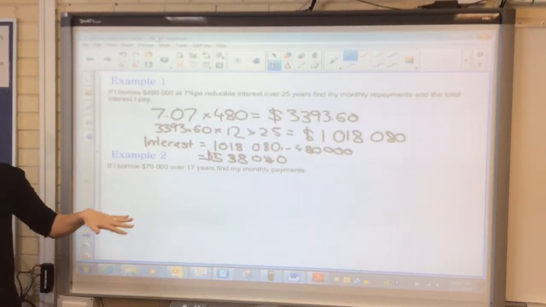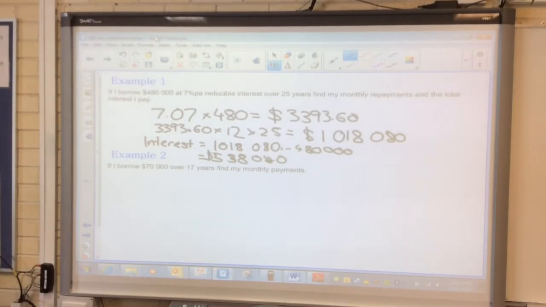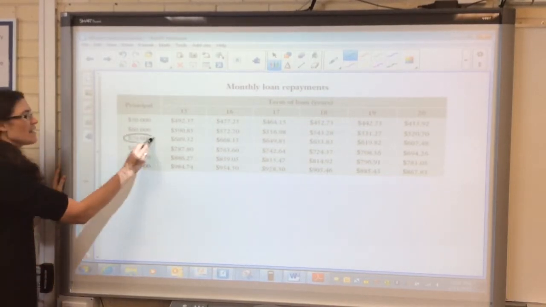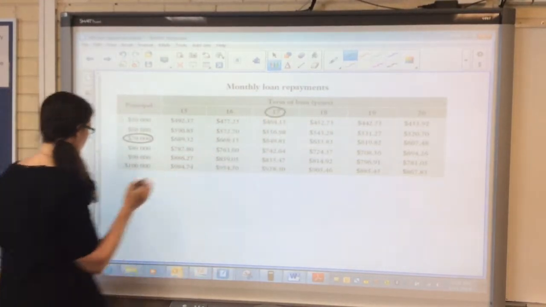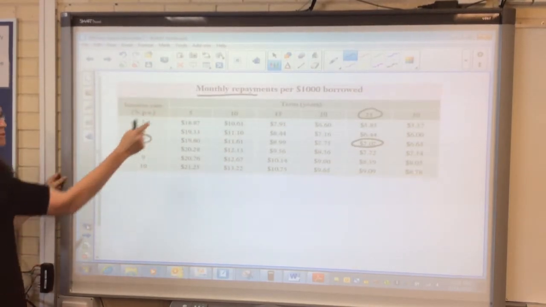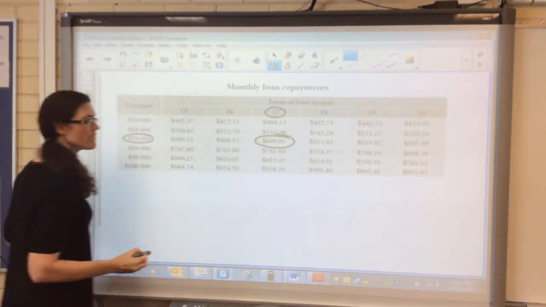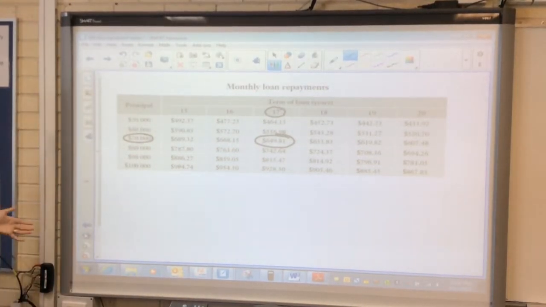Alright, second example. This time we're borrowing $70,000 over 17 years. So we're going to use this table because we've got a 70,000 in here and 17 years. The other table didn't have 17 years, it just had multiples of 5. Which is going to give me this number here. That's it. That's the answer.